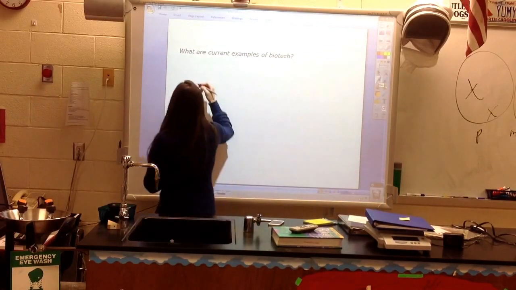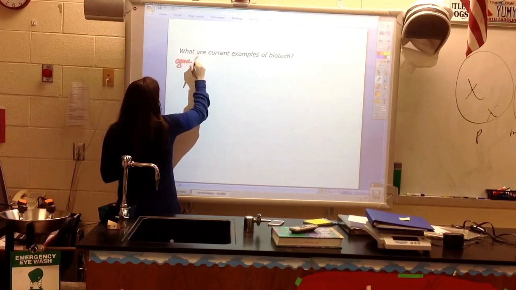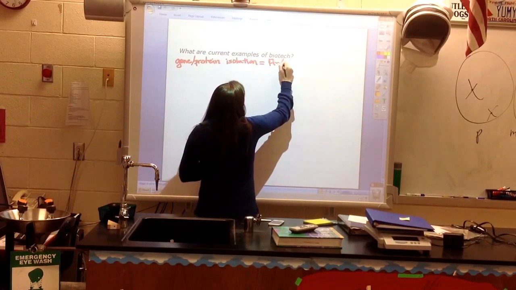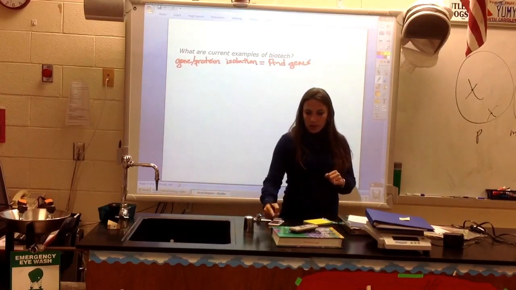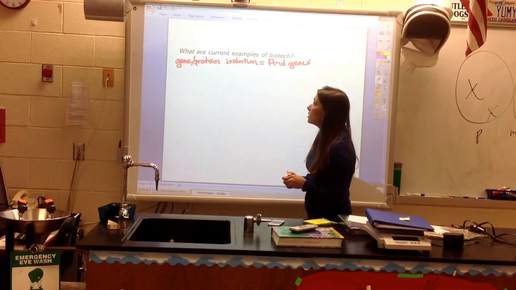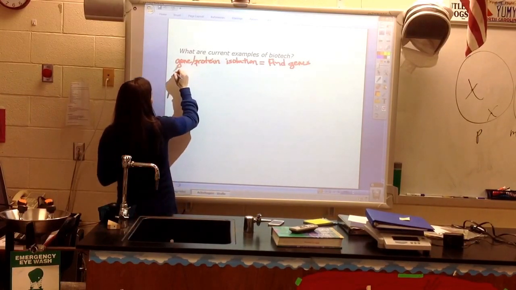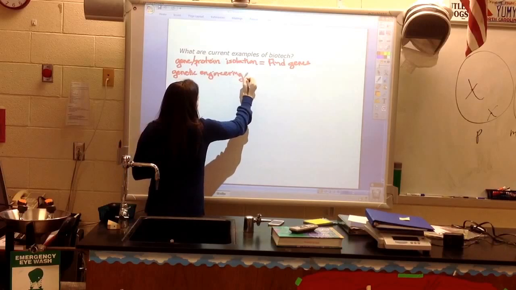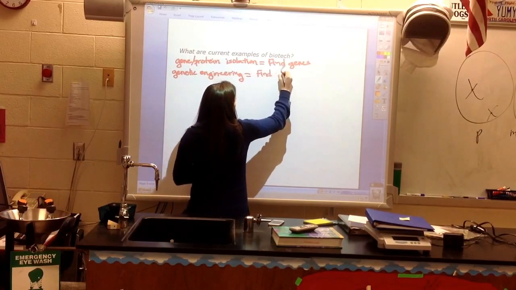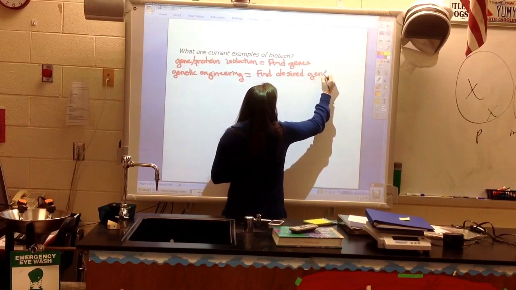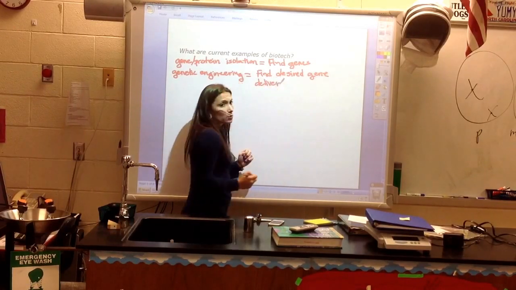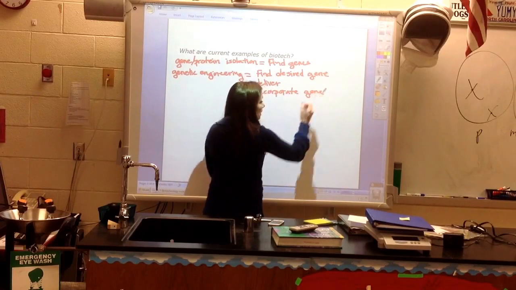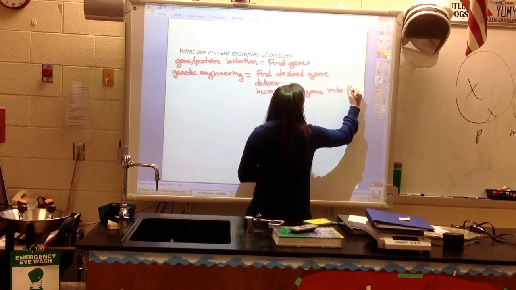The first is going to be gene and protein isolation, which is how we find genes. So when we're talking about, oh, that gene is involved in Alzheimer's, we need to be able to find and isolate that gene. We are also able to perform what's called genetic engineering, which requires many steps. It requires us to find a desired gene, deliver the desired gene to a cell, and what's called incorporate the gene into the host genome.